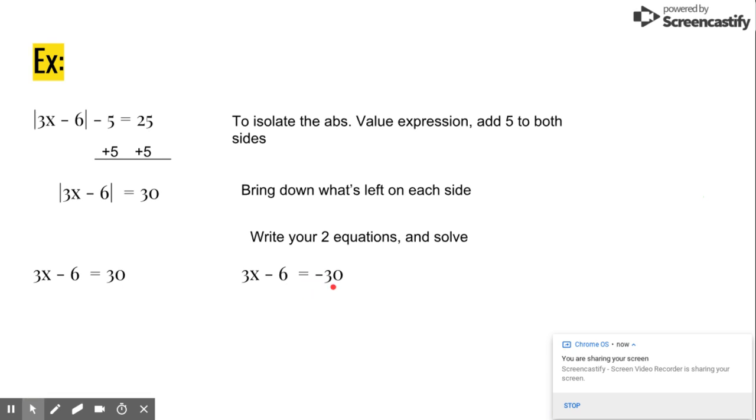Now it probably makes sense why I said no absolute value signs at this point, because we're saying whatever's inside there has to either be 30 or negative 30, right? So we just write what's inside there, and write that as an equation equal to a positive 30 and equal to a negative 30. Now we can find out what x would have to equal for that to be true and get our two solutions.